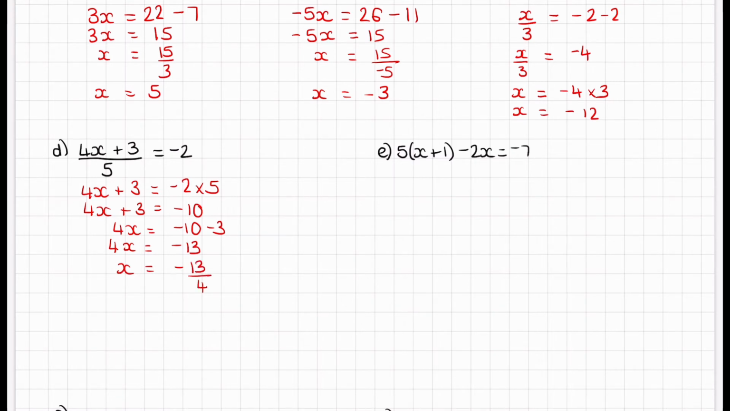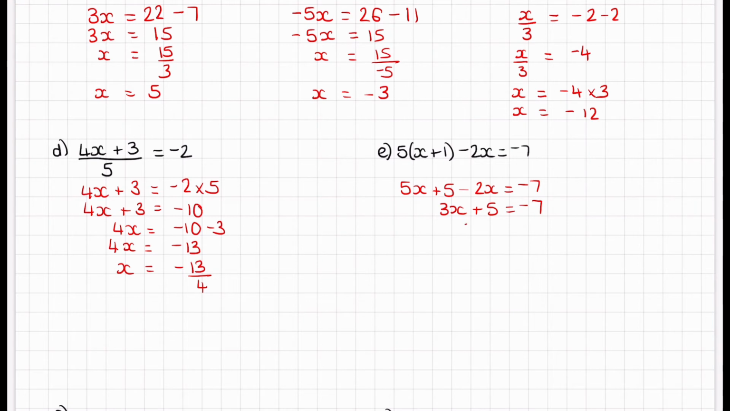E, we've got 5 times (x plus 1) minus 2x equals negative 7. So here our problem is the brackets. If we get rid of the brackets, we may find it all easy to rearrange. So we're going to have 5x plus 5 minus 2x equals negative 7. Simplify, so we've got 5x minus 2x, which will give us 3x plus 5 equals negative 7.